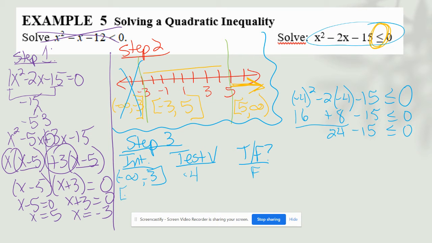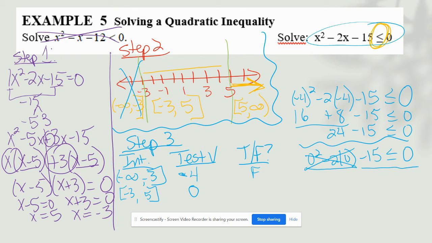For the middle, from -3 to +5, I'm going to go ahead and take 0. We have 0 squared minus 2 times 0 minus 15. All of this is 0. So is -15 less than or equal to 0? True. So we can have that middle part.